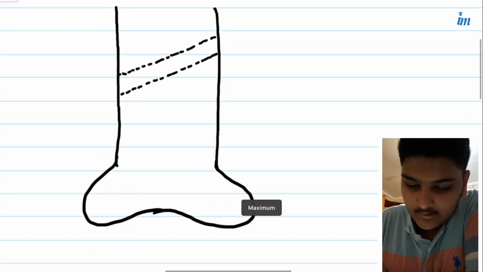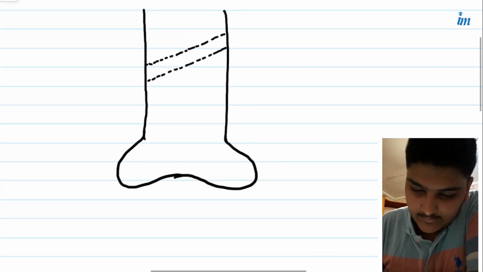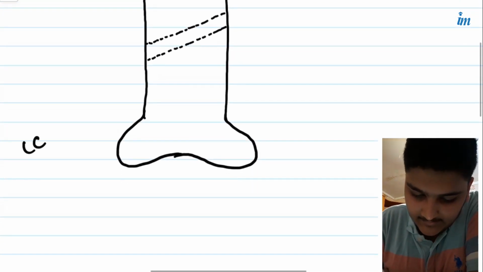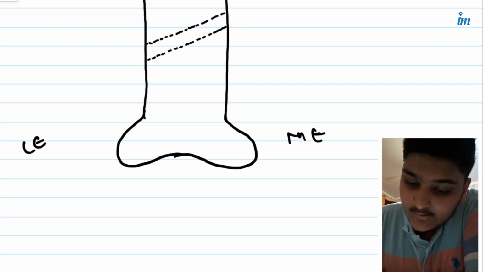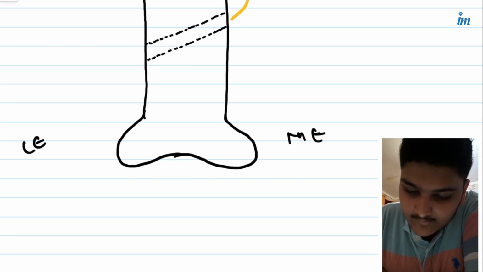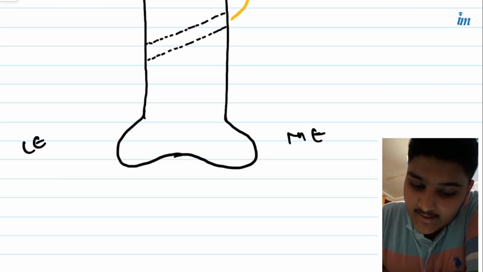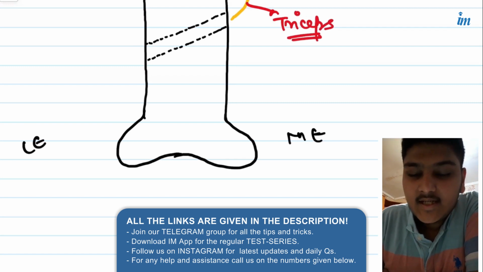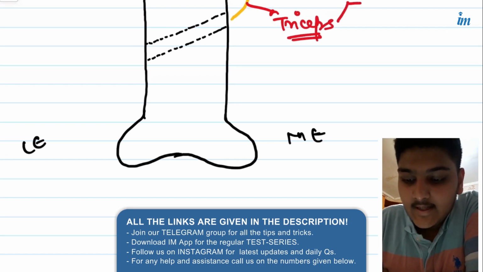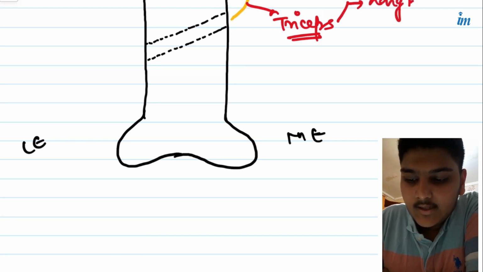So here is again your humerus with lateral and medial epicondyles. Now your radial nerve is coming from the axilla. In the axilla, it will give a branch to supply your triceps muscle. Now the triceps has three heads: long, medial, lateral. Here it will be supplying the long head and medial head.